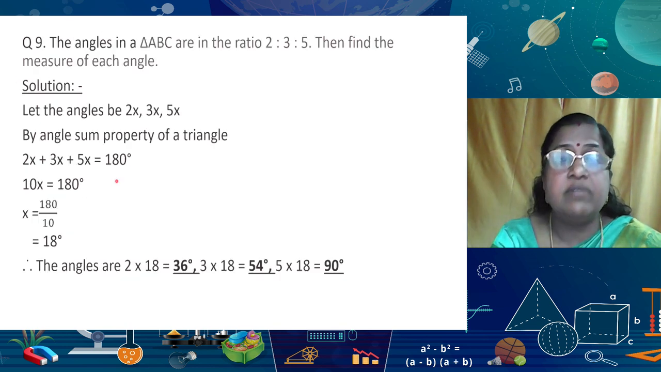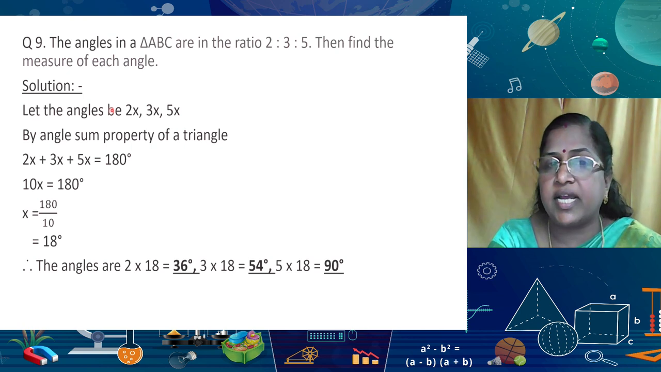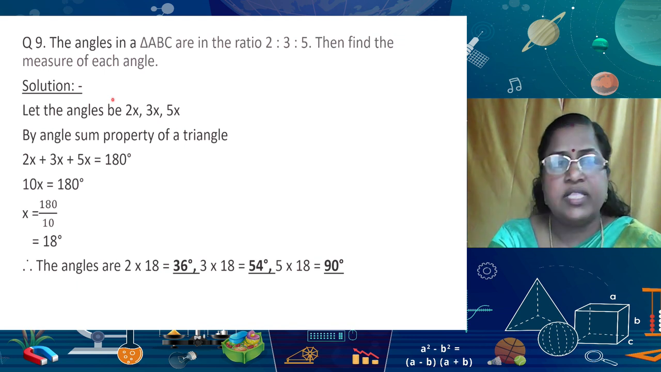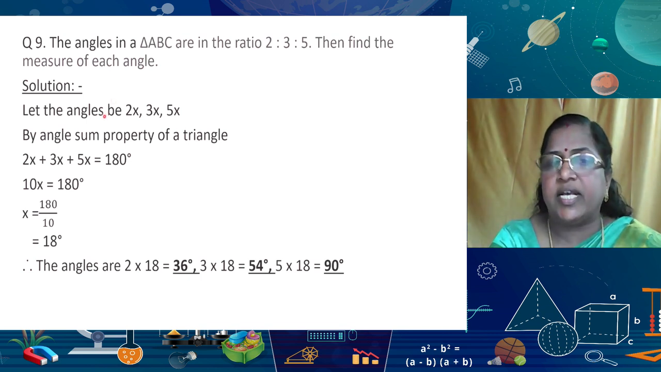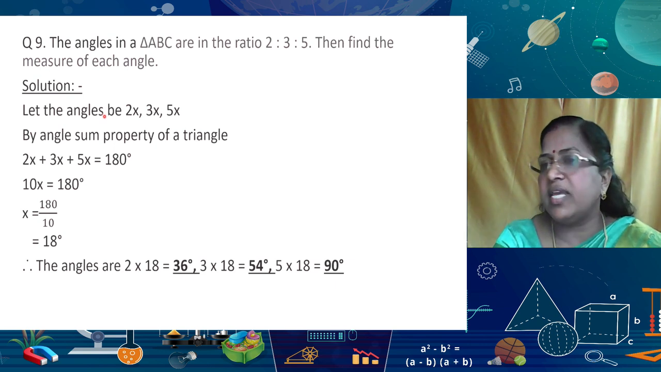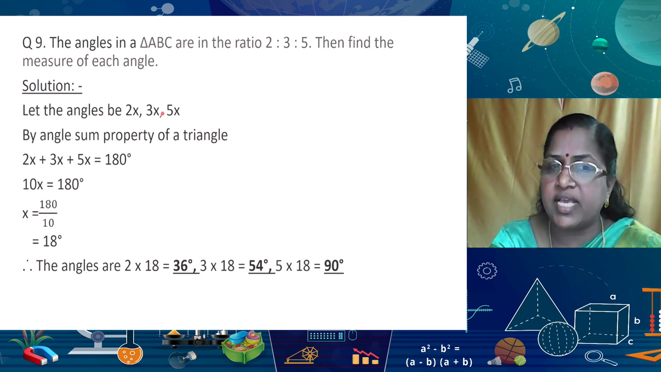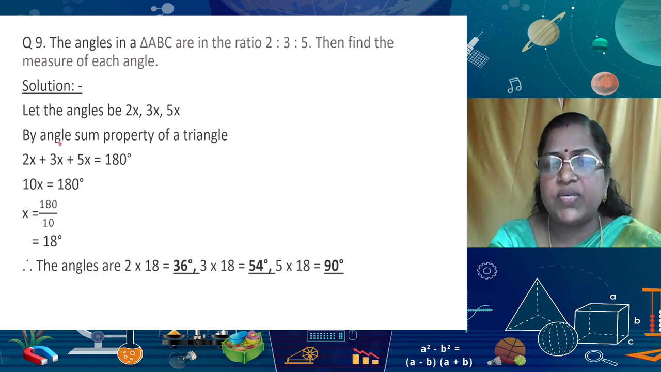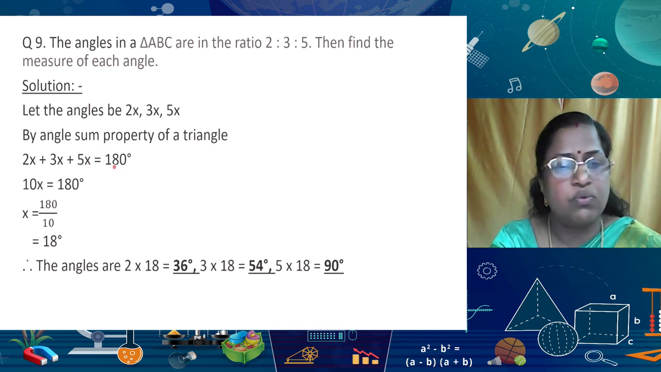Now, in the next part, in this question, we are given the angles in a triangle ABC are in the ratio 2, 3, 5. Then find the measure of each angle. How to find it? If they are given in ratios, we can take them as the numbers 2x, 3x, 5x. We can use the linear equation method. Using the angle sum property, we can write 2x plus 3x plus 5x equal to 180.